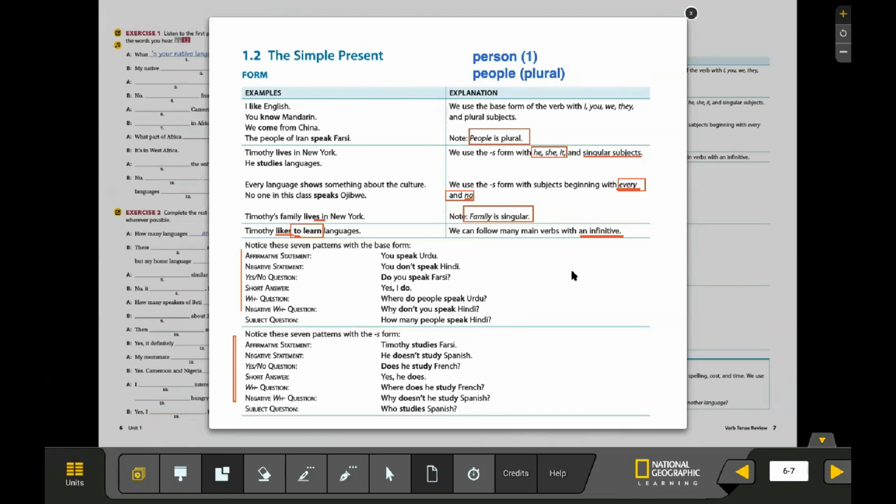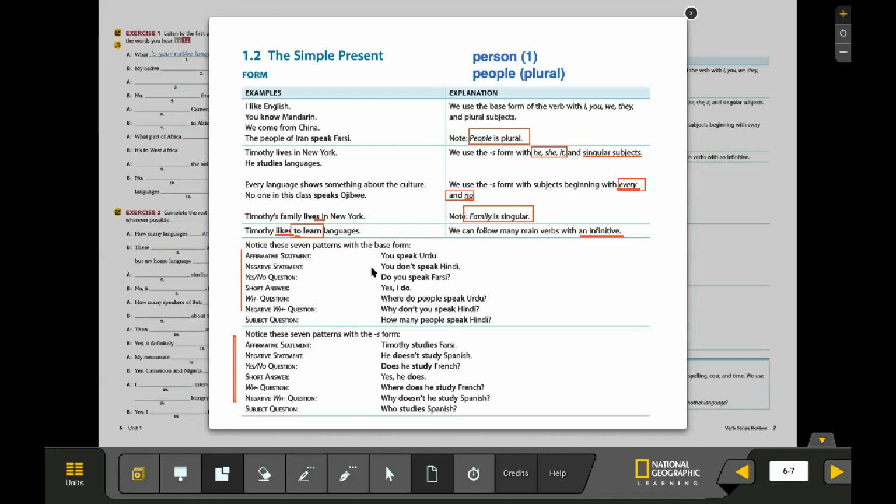Yes. Notice the 7 patterns with the base form. Affirmative statement. You speak Urdu. Negative statement. You don't speak Hindi. Yes, no question. Do you speak Farsi? Short answer. Yes, I do. WH question. Where do people speak Urdu? Negative WH question. Why don't you speak Hindi? Subject question. How many people speak Hindi? Very good.